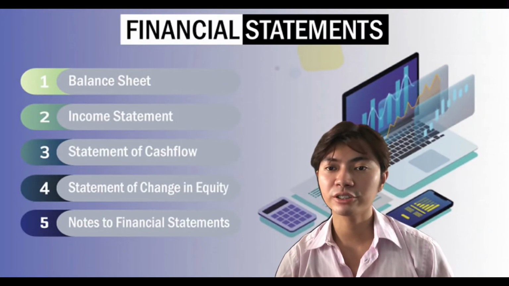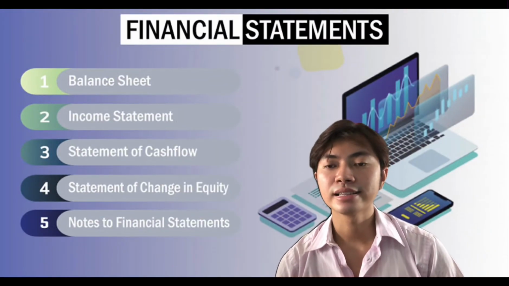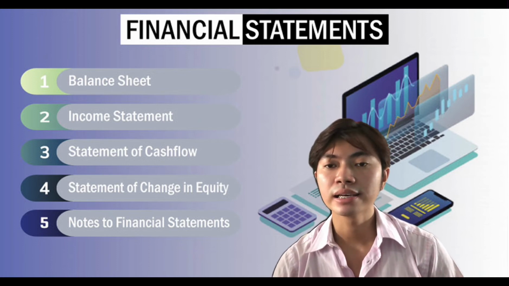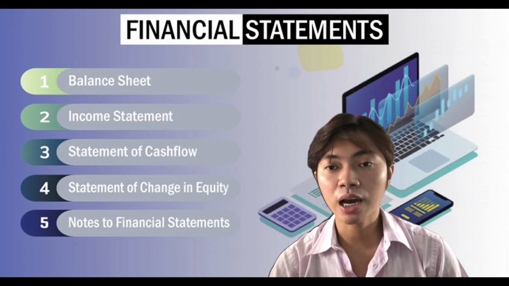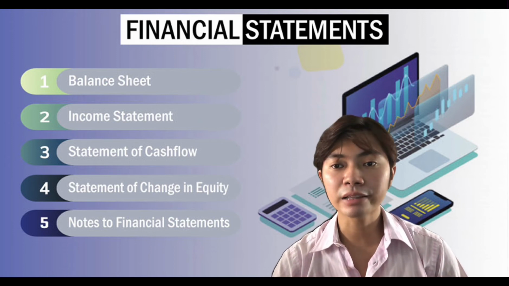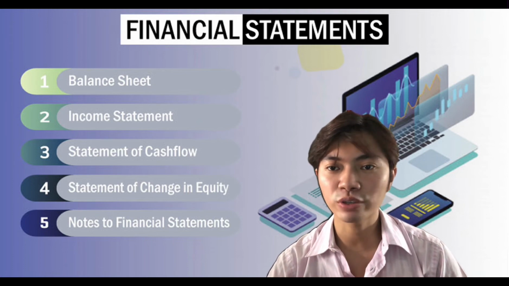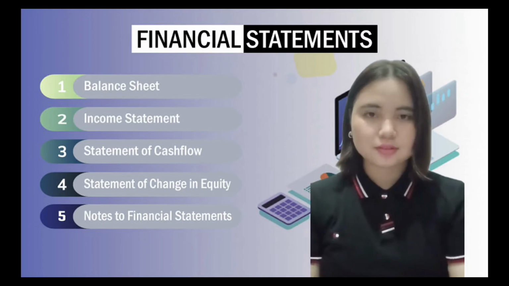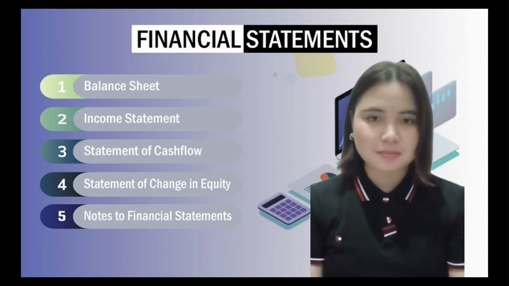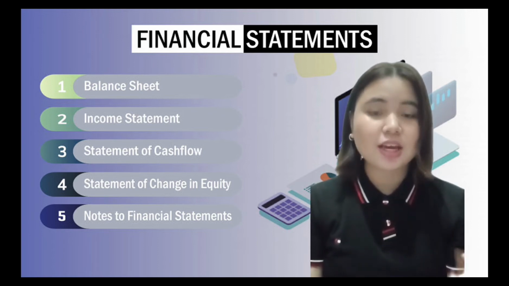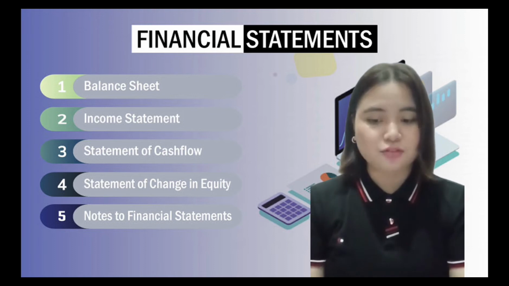We have 5 major financial statements. These are the statement of financial position or balance sheet, statement of comprehensive income or income statement, statement of cash flows, statement of changes in owner's equity, and notes to financial statements. Our next topic is about the 5 major financial statements, and I'm going to discuss 3 of them, which are the balance sheet, income statement, and cash flows.